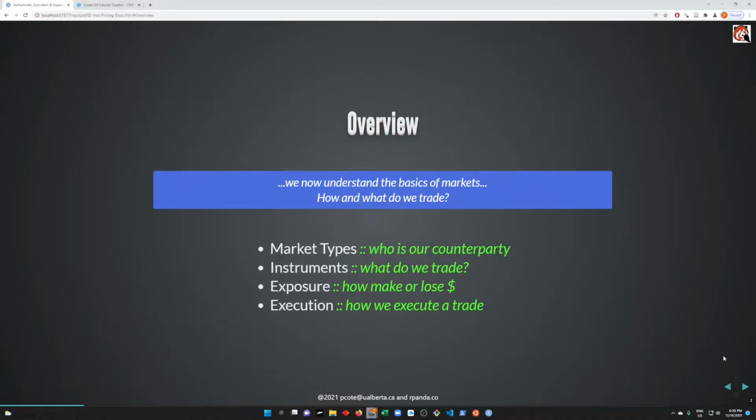Now that we have a basic understanding of commodity markets, the next step in our learning is understanding how and what we trade. So what we will cover in this short module are the market types, the instruments that we may trade, exposure, so how do we make or lose money arising from transactions, and finally execution, so how do we execute a trade.